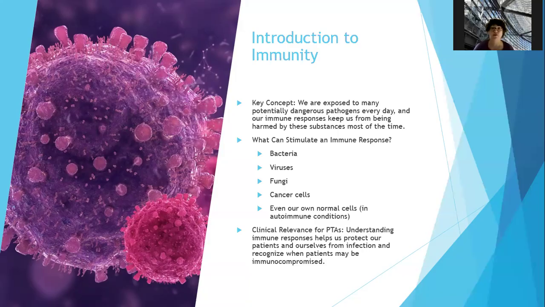So bacteria or viruses or fungi, our pathogens out there, and cancer cells in our body can stimulate an immune response. Even our own normal cells can stimulate an abnormal immune response in autoimmune conditions, and we'll talk about those. But for PTAs, it's important for us to understand the immune responses to help protect our patients and ourselves from infection and recognize when a patient might be immunocompromised and what steps you have to take if that's the case.